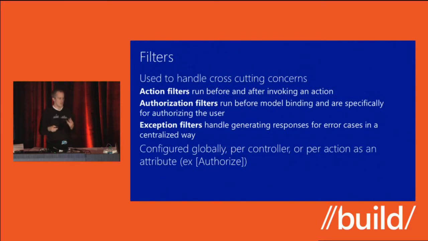And there's three kinds of filters. The first is action filters. And action filters basically run just before and just after the action execution. So you could write a require validation action filter that checks the model state is valid, handles sending back error responses, and not have any of that code actually live within your action implementations.